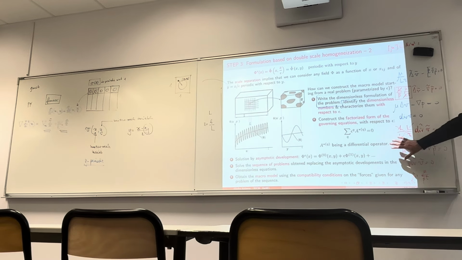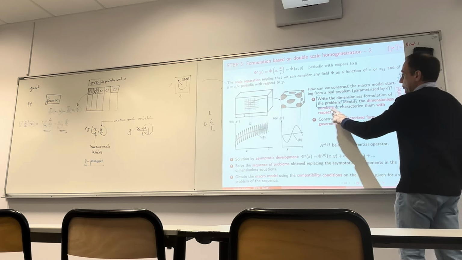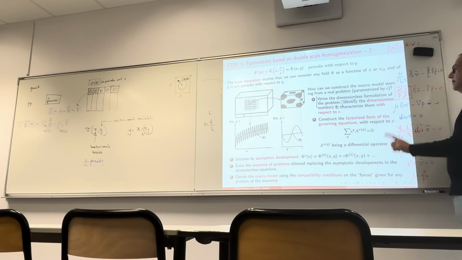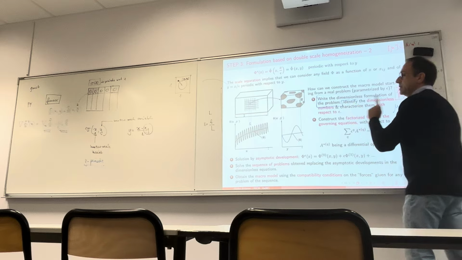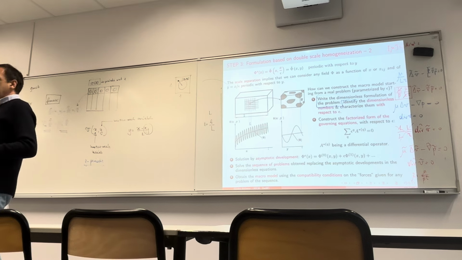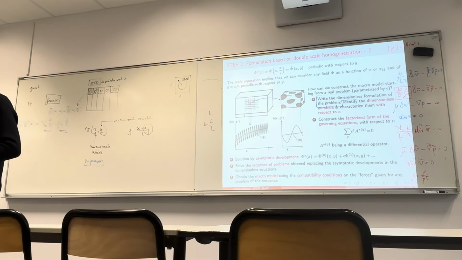We have written this for the Stokes problem. We will see how to write similarly when playing with displacements and stresses and so on. Identify the dimensionless numbers, in this case just one, the mu tilde, and this is the fundamental point, characterize them with respect to epsilon. So the idea is that at this moment we have a set of dimensionless numbers, in this particular case just one, but we can have more, and we state assumptions on them with respect to their order of magnitude relative to epsilon.